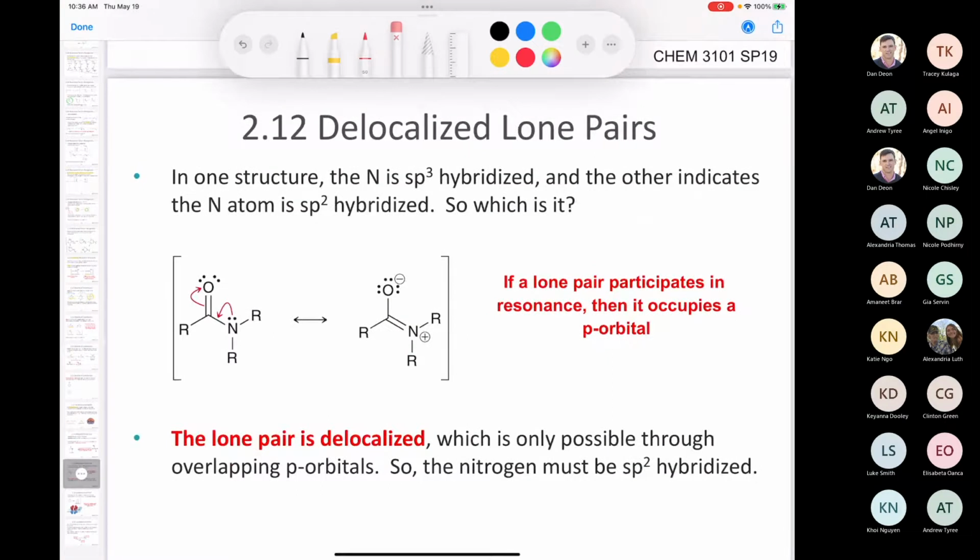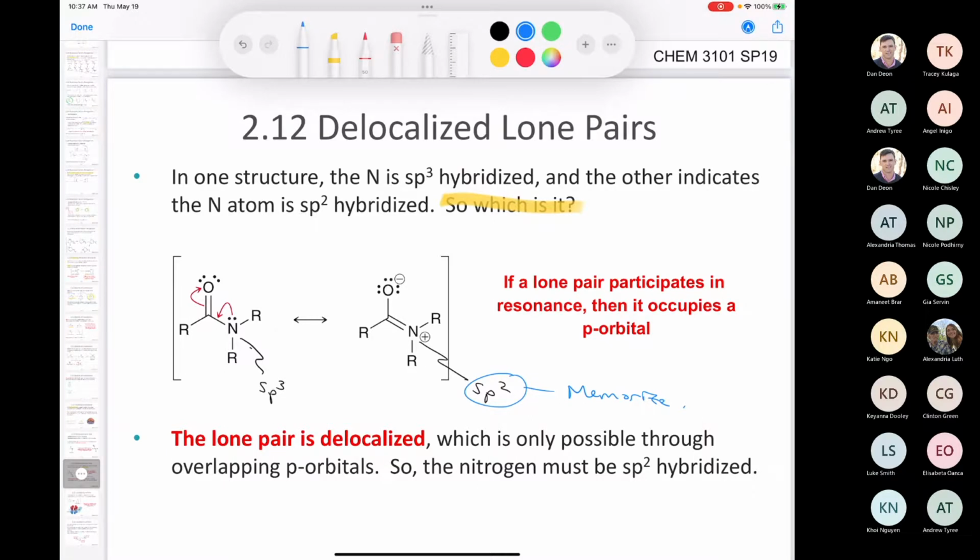In one structure of the amide, the nitrogen is sp3 hybridized, and in the other one, it's sp2 hybridized. And so you might be wondering, which one is it? Is that nitrogen sp3 hybridized, or is it sp2 hybridized? This is something that I think is wise for you to memorize. The reason is that it comes up from time to time, but so infrequently that students tend to forget. And so I always tell my students, it's a good idea to memorize this.